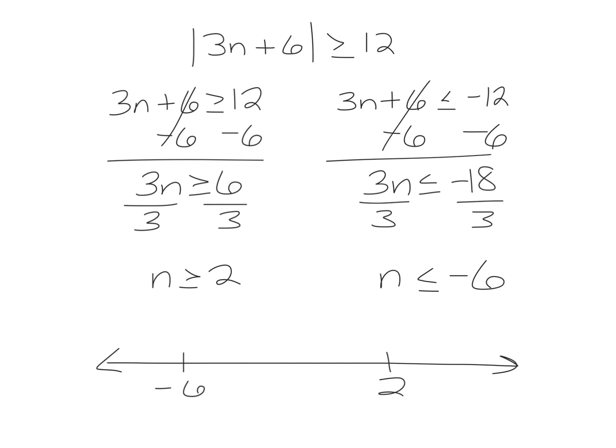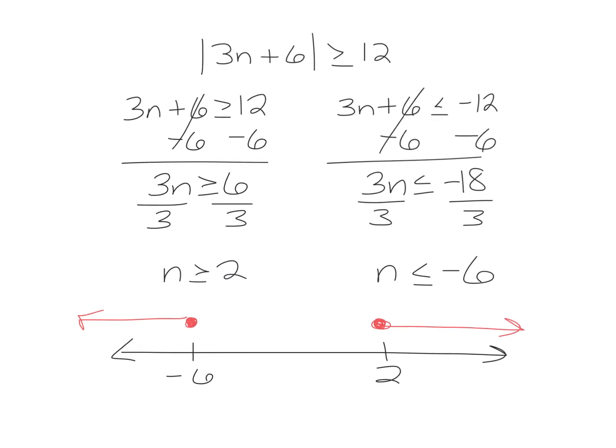Open or closed on -6? Closed. Open or closed on 2? Closed. Where's -6 going, left or right? -6 is going left. 2 is going right. And or or? Or, because they're going away from each other. Okay? Any questions on this example? Okay, let's try absolute value.